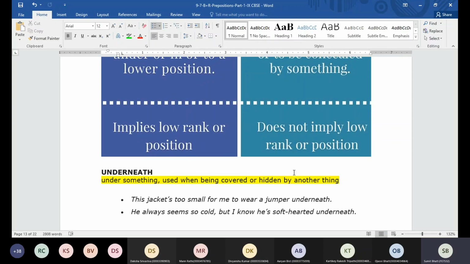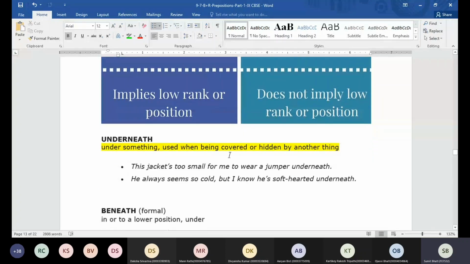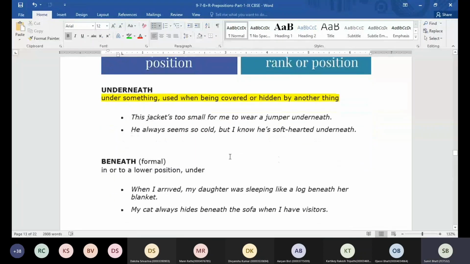From outside he's cold, we can say he's rude, but inside, underneath, we can say he's soft-hearted. So in this sense also we use the word underneath, guys. Now, the use of beneath: when something is in or at a lower position or under something, then we can use the word beneath.